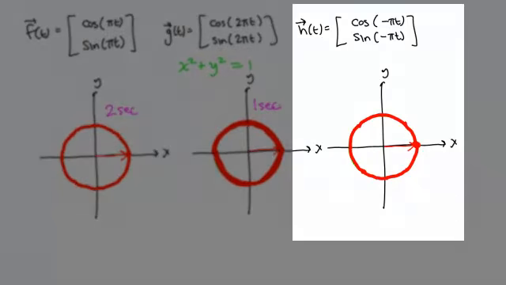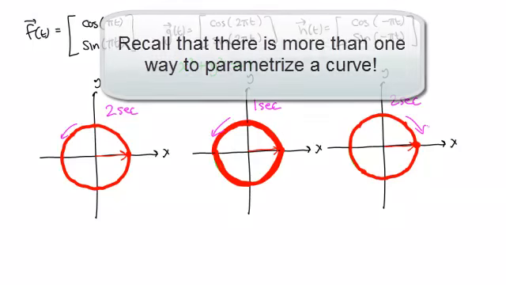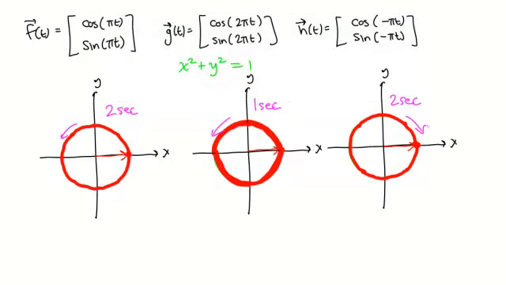Whereas h of t managed to get the job done in 2 seconds, but when compared to the other curves, which went counterclockwise, this one went clockwise. So it's possible to draw the same shape, but to draw it in very, very different forms. Now, what does this have to do with our topic today?